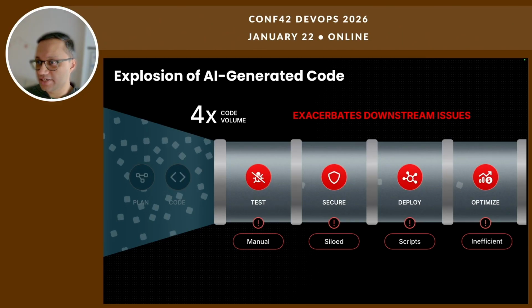With AI-generated code, this problem is multiplied, or it grows exponentially. As you can see, the bottleneck is still the software delivery pipeline, which means that testing, securing, deploying, and optimizing need to expand to match the AI-generated code.